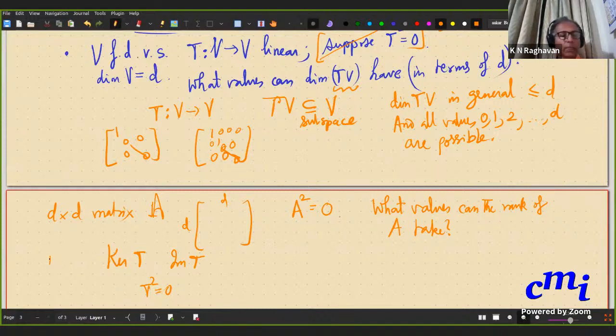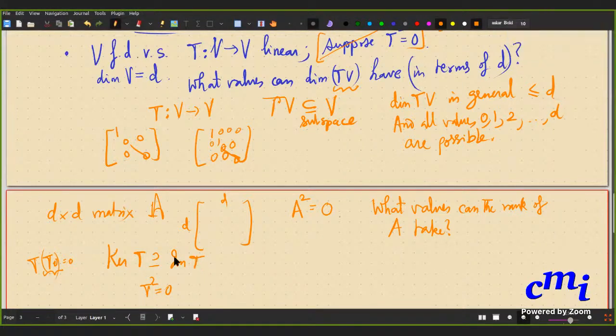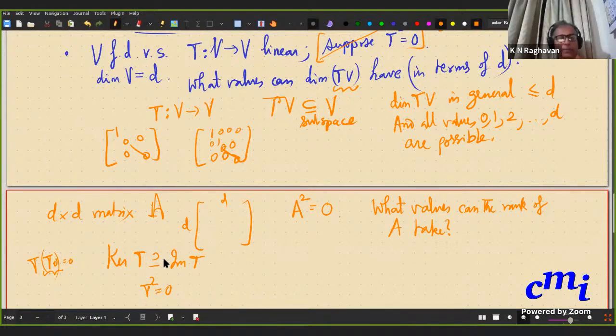So if I take something in TV, any general element of the image is of the form TV, right? If I apply T once more, that's going to become 0, right? So this image is contained in the kernel of T. I heard it as you said, kernel of T is contained in the image of T. Yes, image of T is contained in the kernel. Do you agree with that? Yes, sir. Okay, now answer the question, please.